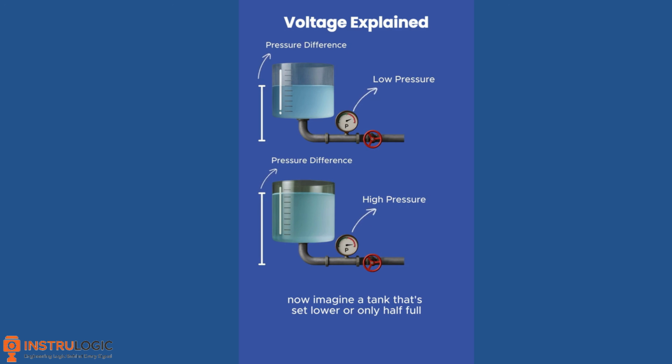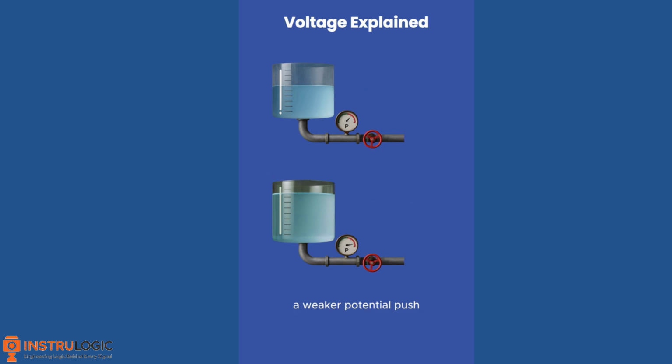Now, imagine a tank that's set lower or only half full. The pressure is much smaller, and this is what we call low voltage, a weaker potential push.